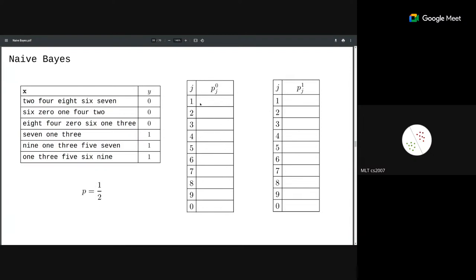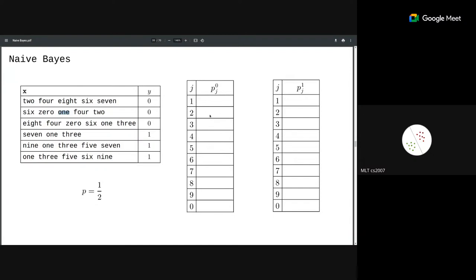So let's take the first 5. Can someone tell me what pj0 is going to be for j ranging from 1 to 5? Let's start with 1. What is p10? When the label is 0, 1 has come twice. So that is 2 by 3. That's correct, right? So can someone note down these values? So this is 2 by 3.